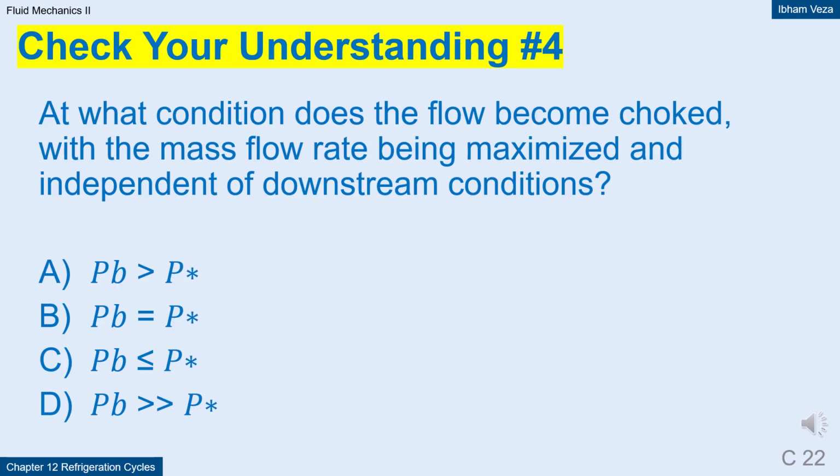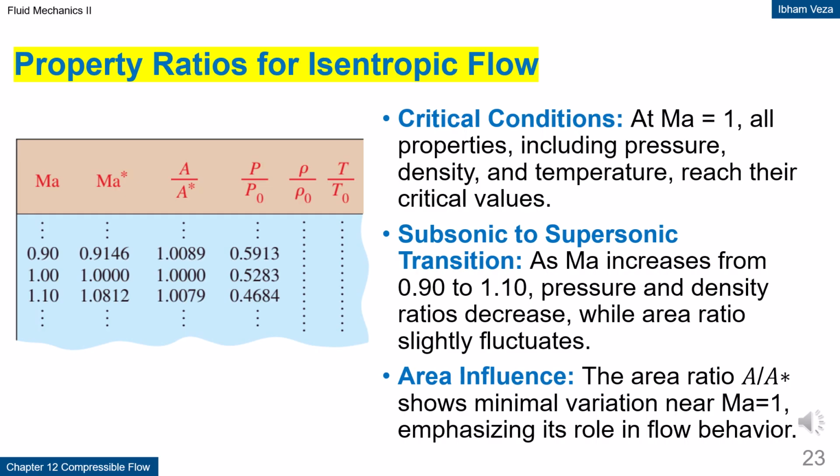This is incorrect because this would imply the flow is not choked and would be subsonic, leading to lower mass flow rates. 4.0 Mini. Property ratios for isentropic flow.